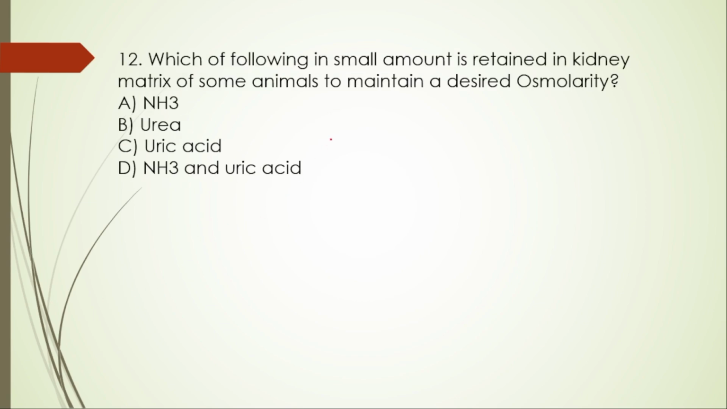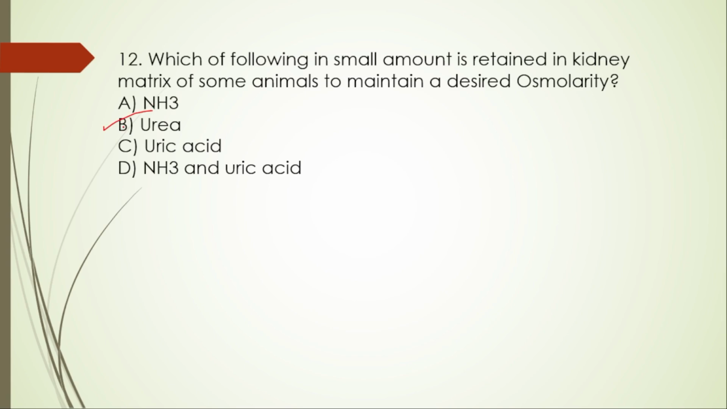Next question, that is question number 12. Which of the following in small amount is retained in kidney matrix of some animals to maintain a desired osmolarity? Option A is ammonia, B urea, C uric acid, and then D ammonia and then uric acid. So here the right option is option B, urea.